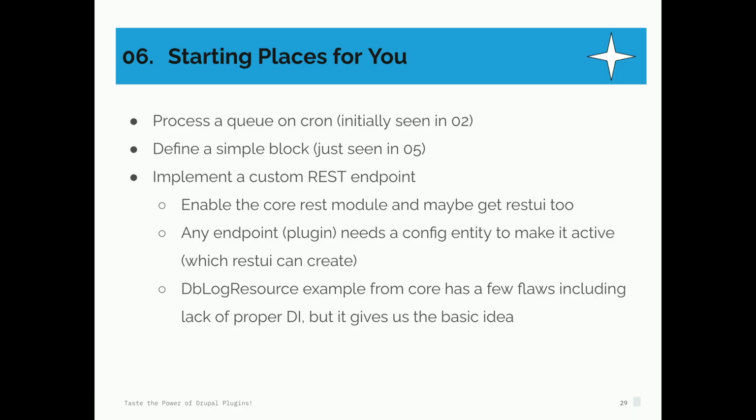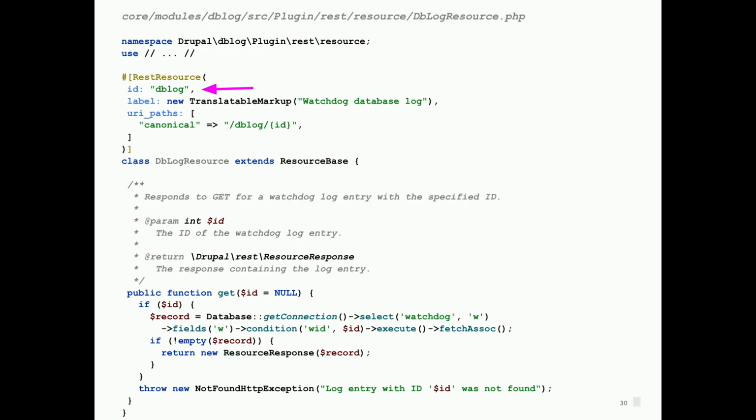And I'm going to show you an example here of a very simple REST endpoint called the dblog resource. It's from core. At least when I grabbed it, it had some flaws, but it'll kind of give us the basic idea. So the main flaw is that it doesn't have good dependency injection. And I'll point that out to you. But here, right, so we have a plugin ID, which is dblog. The PHP attributes give us some important things, including the canonical path. That's basically the URL that you would call from your external code to access this REST endpoint.